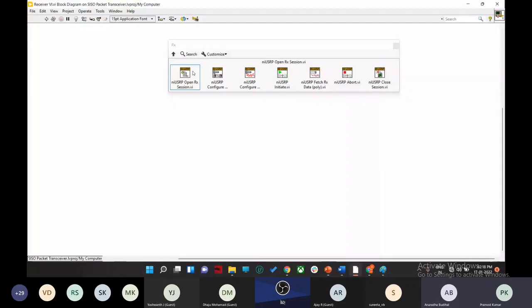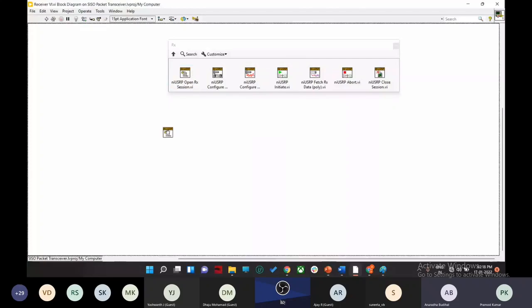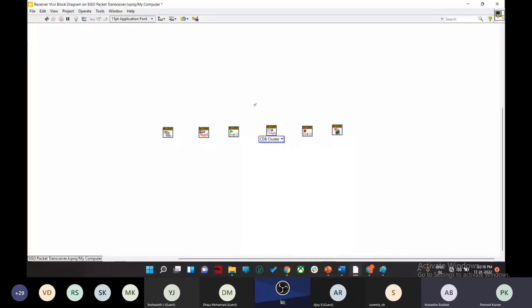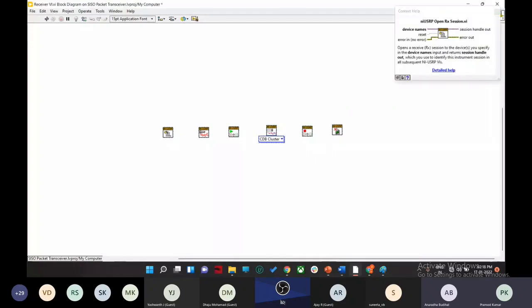The first one is open session, second is configure, third is initiate, fourth is fetch data, fifth is abort, and the last one is close session. These are the basic blocks required for the USRP to act as a receiver. As was told, the open session is used to make the USRP work for this program only, so that it doesn't interact with other programs. It will be confined only to this code until the close session is called.